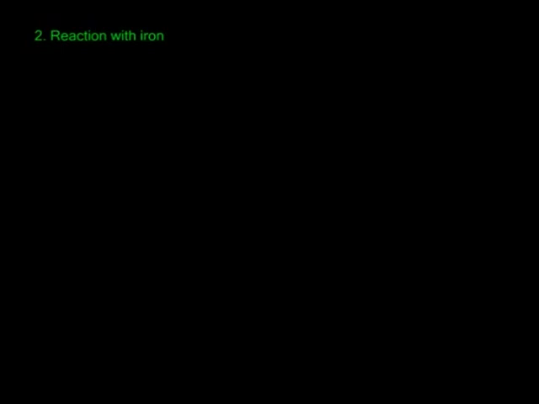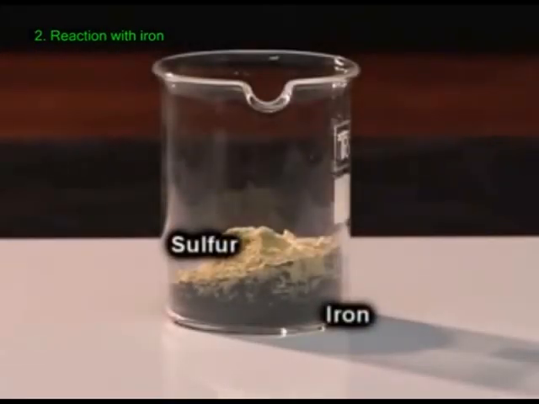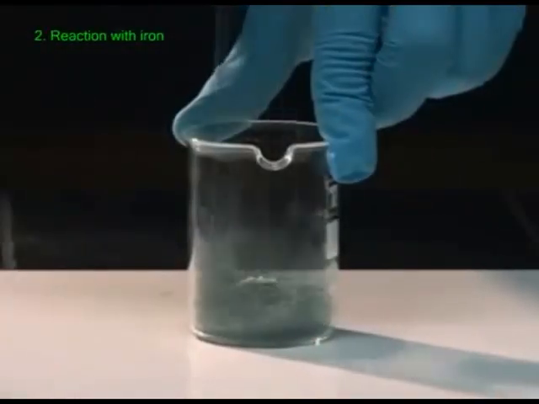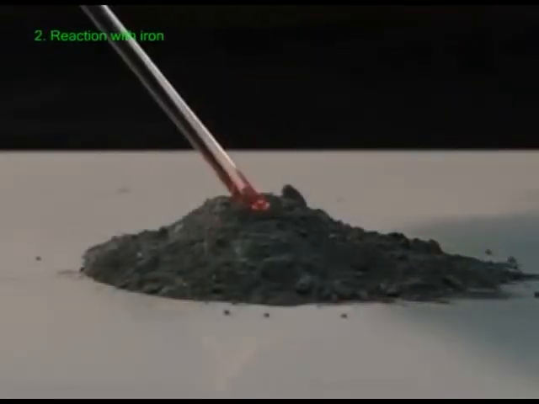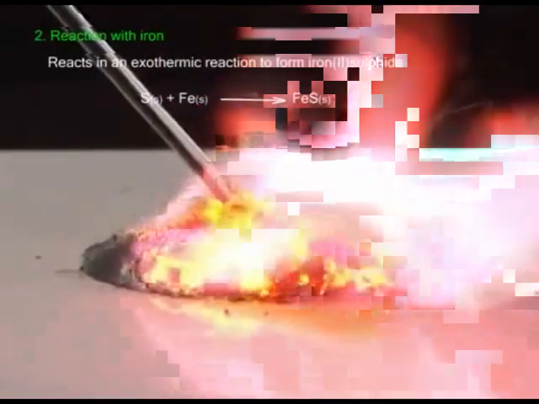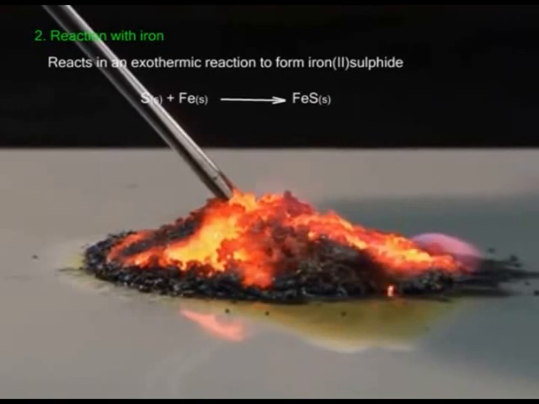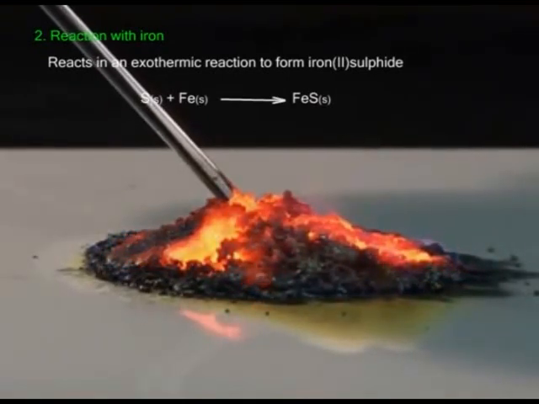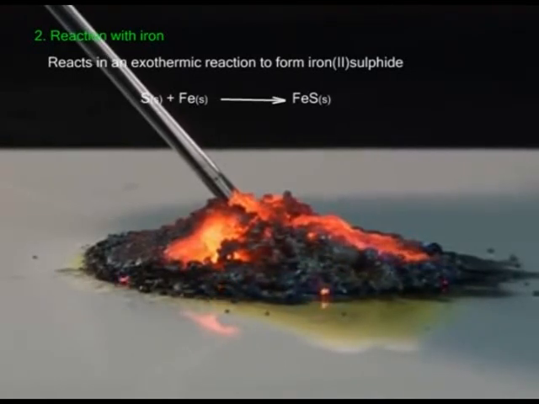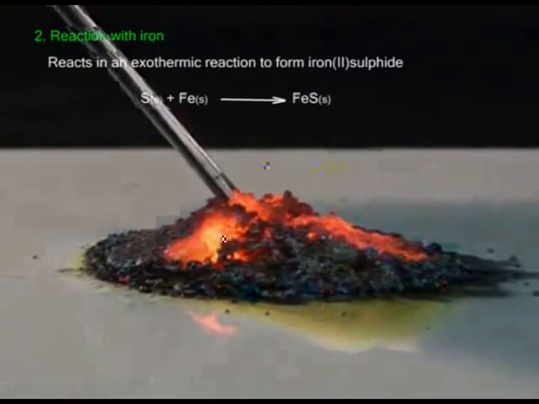Reaction with iron. When a mixture of iron and sulfur is heated to glow, the glow continues and increases in intensity even after the heating is stopped. This shows that the reaction is exothermic. Black iron 2 sulfide is formed.